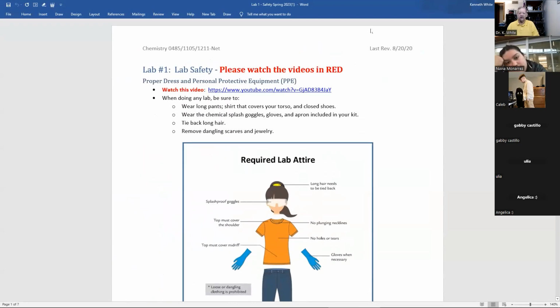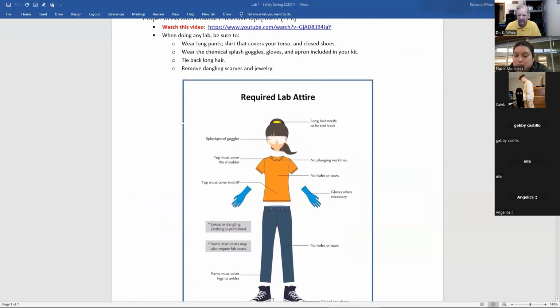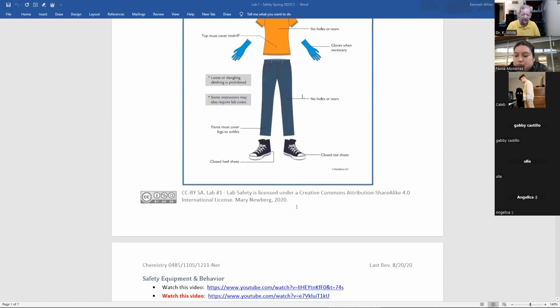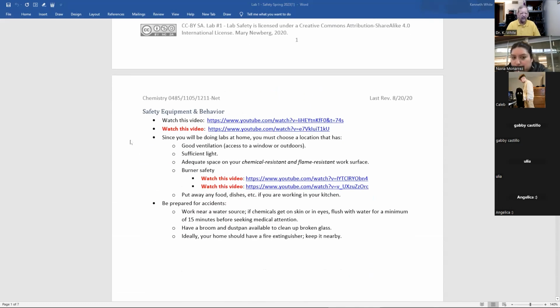This is a safety lab that you can download as a PDF file or as a Word document. If you notice, this is a sign we have in each lab at COD, what you should be wearing during a lab, especially the safety goggles. Safety glasses will not protect your eyes because you can have splashes coming inside. Goggles will totally protect. And here are some videos I'll let you watch at your own leisure. Notice some of them are in red. Those are the ones you should look at.